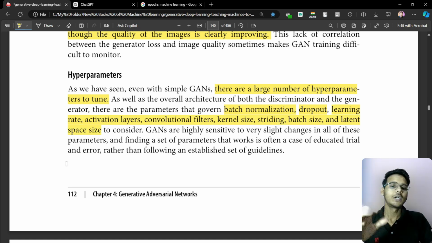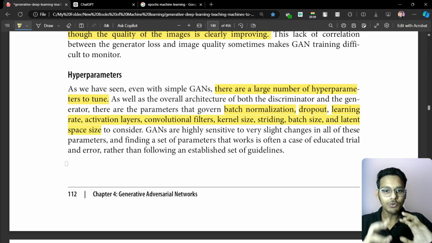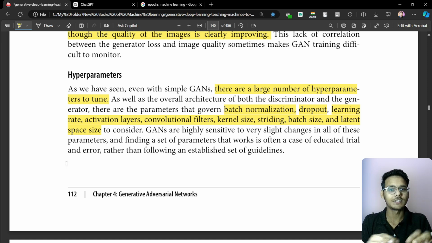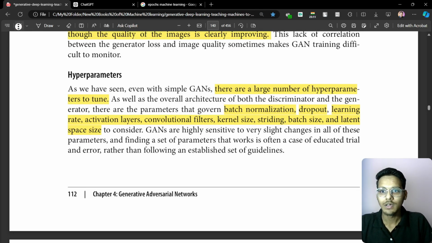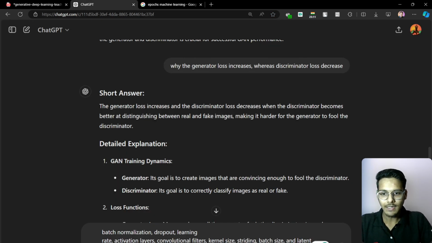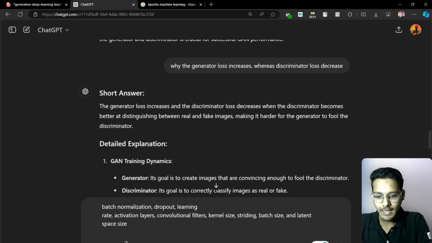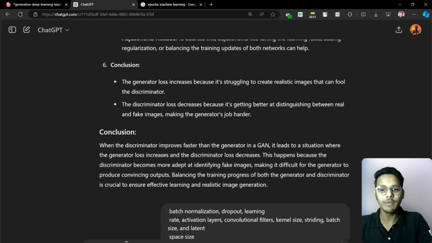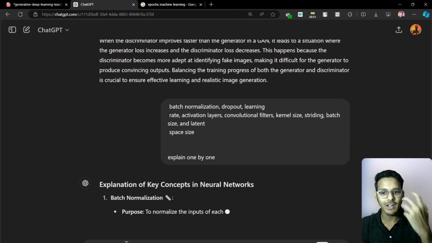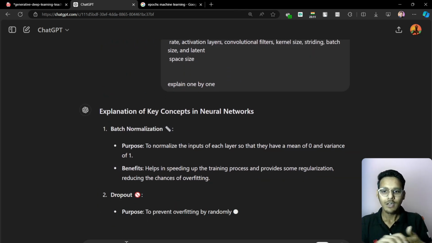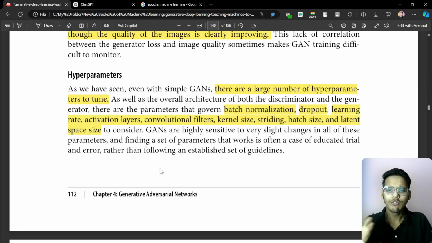Okay. So guys, I will recommend that if you don't know any of these terms, then please just copy it from here and tell it to explain one by one. It will explain everything to you. It is important to know what batch normalization is, what the dropout layer is, what learning rate is. So all these things, I hope you know. If you don't know, it's okay. Just go and see. Okay, fine.